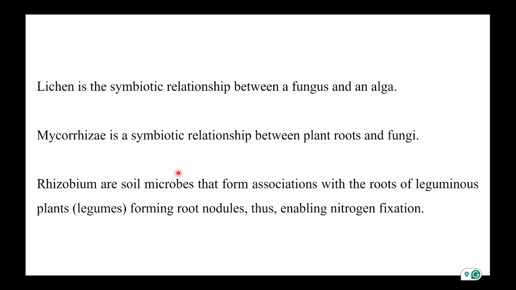Mycorrhiza we have already discussed, rhizobium also we have already discussed. In the roots of the leguminous plants, there are structures called root nodules, and inside those nodules, these bacteria live, and they enable the nitrogen fixation. Okay, any doubt? I hope this is clear.